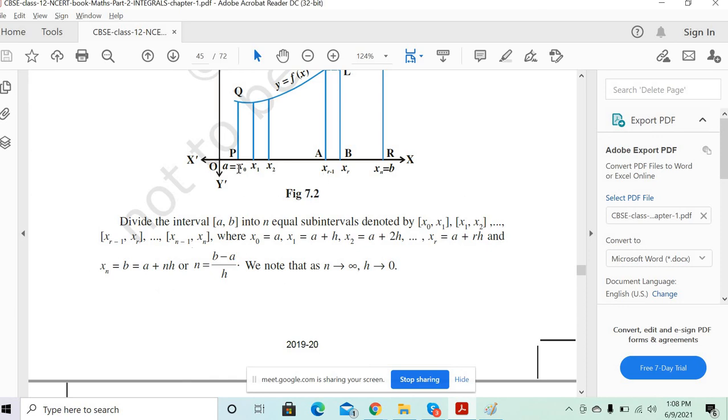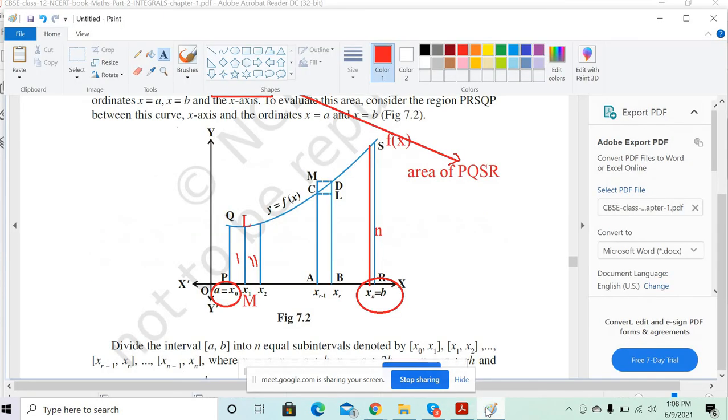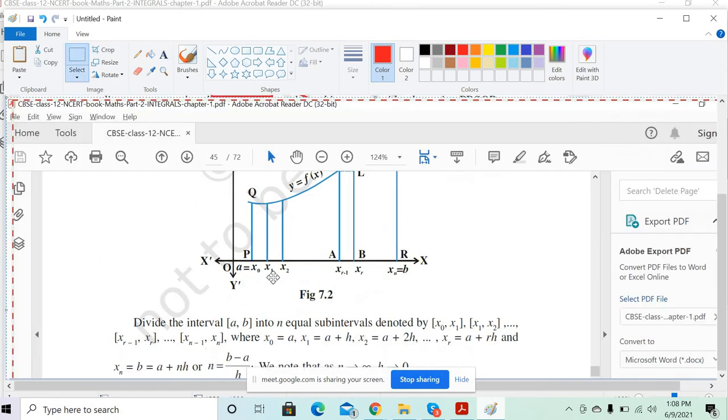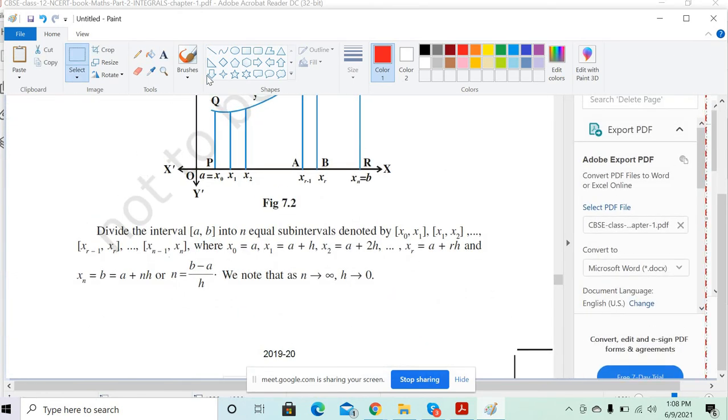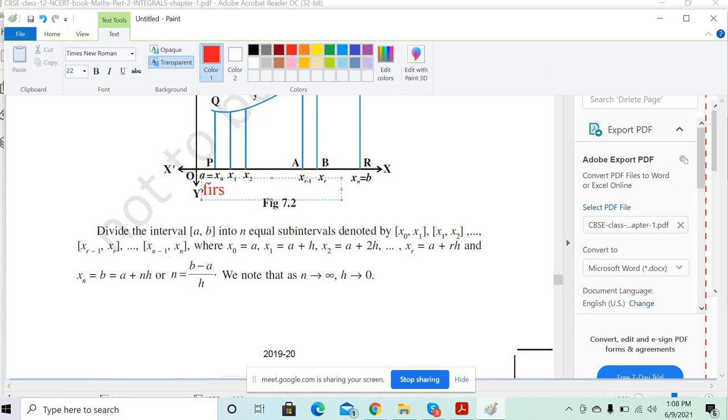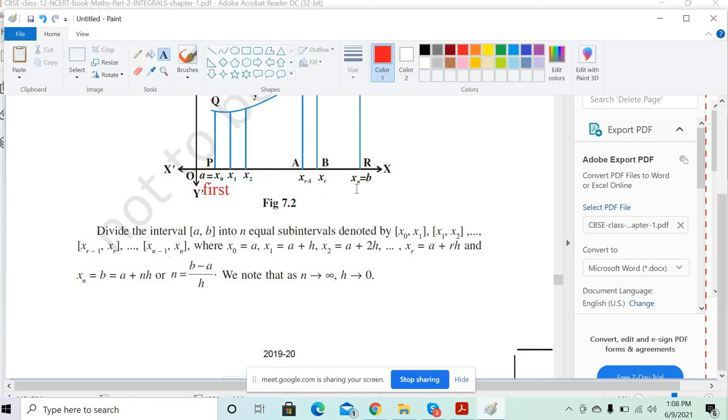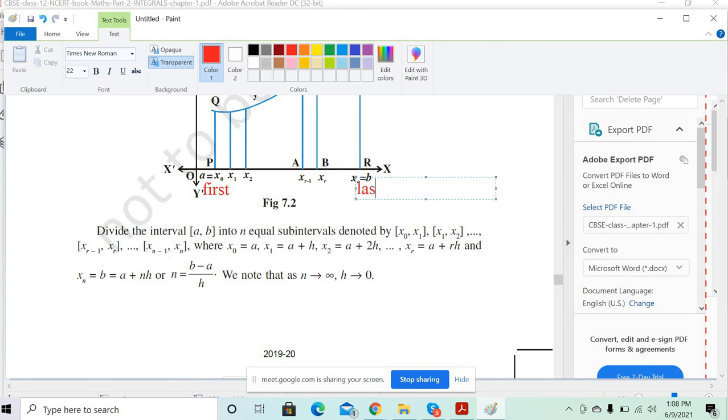So something like this. A first term, let's understand this part. I'll write it here so that you'll understand. So a is the first term, Vijay. A is the first term, and b is the last term. Is it okay?